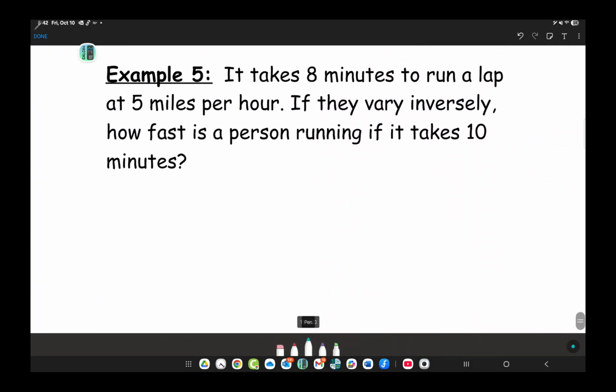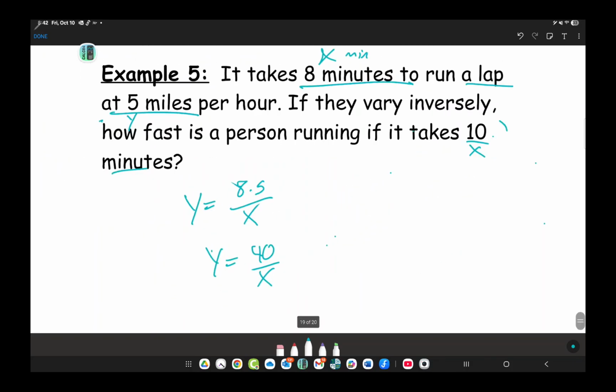So it takes 8 minutes. We'll say this is x, so x is minutes, to run a lap at 5 miles per hour. So this is your y. If they vary inversely, how fast would a person be running if it takes 10 minutes? So this is your x again. If x is minutes, then x is minutes. So y is equal to 8 times 5 over x, so y is equal to 40 over x.